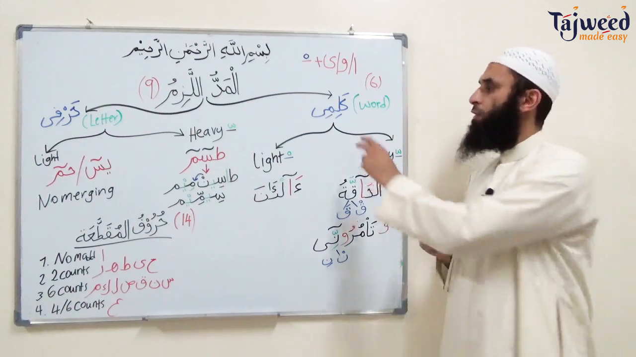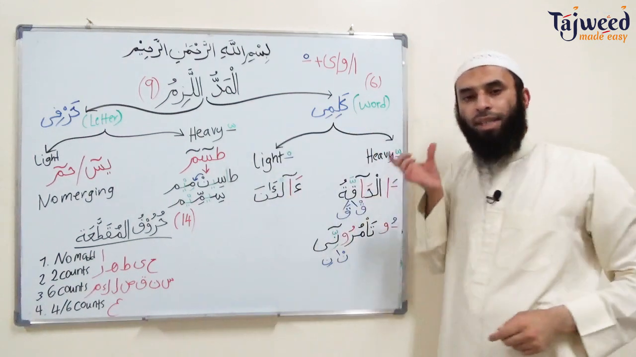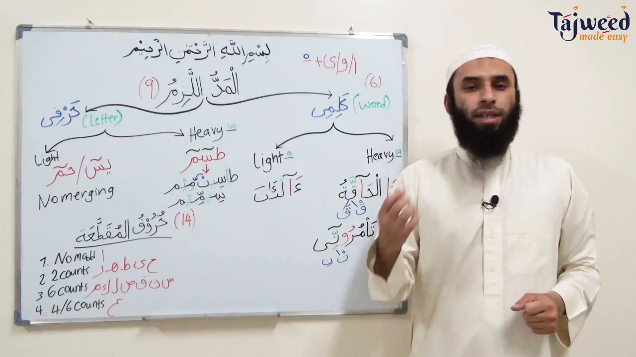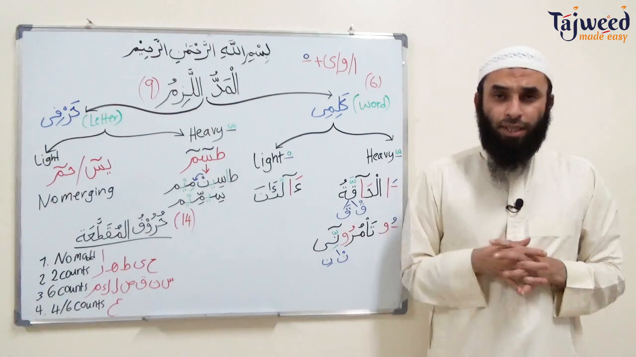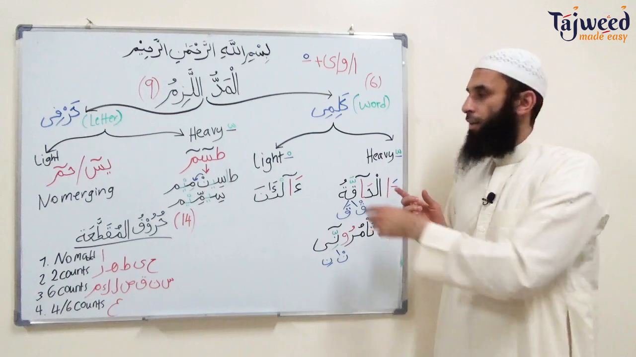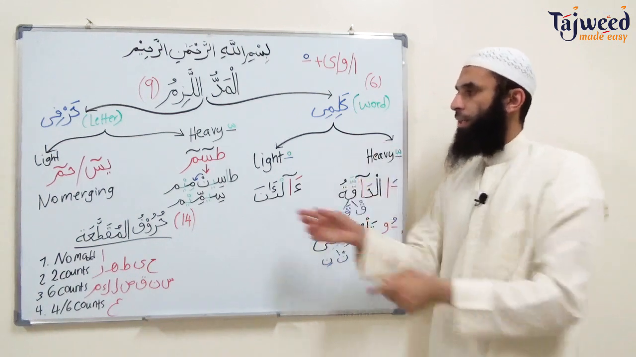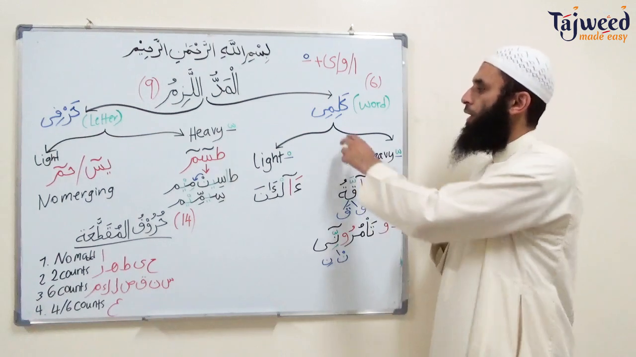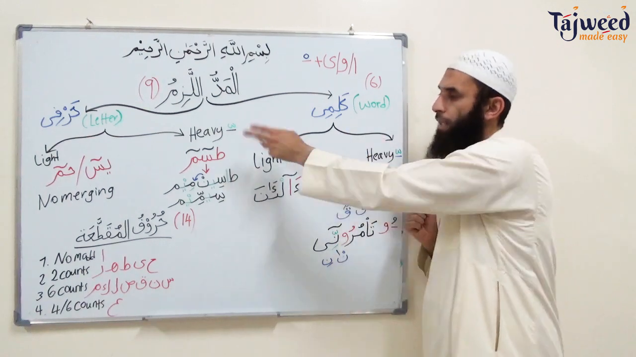And Madd Al-Laazim is of 2 categories. Number 1 is Kalimi, which means inside the word, and the second category is harfi, inside the letter. And kalimi is broken into 2 parts, heavy and light, and harfi, heavy and light. Inshallah, we're going to explain what we mean by this. So both of them have subcategories, heavy and light.